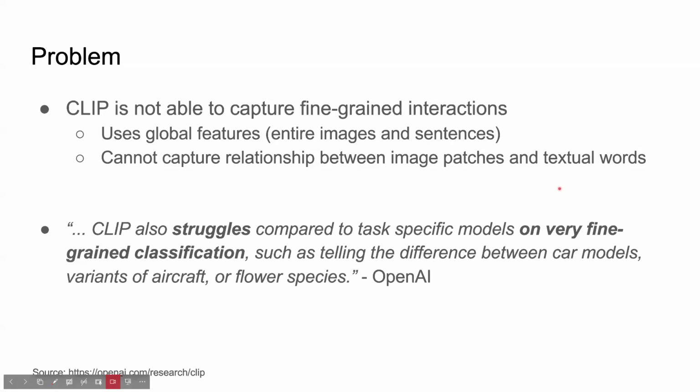Another problem of CLIP is that it struggles on very fine-grained image classification tasks, such as telling the difference between car models and variants of aircraft. And this is actually a problem that OpenAI points out.